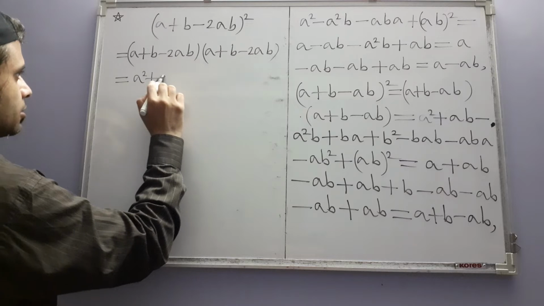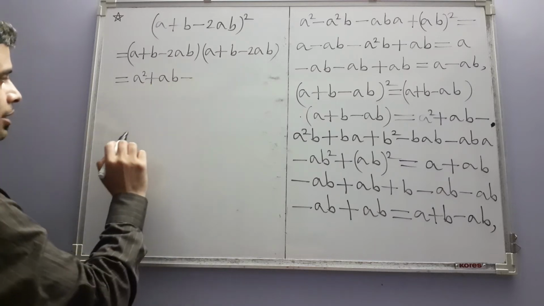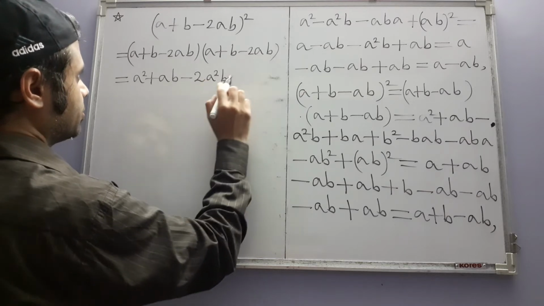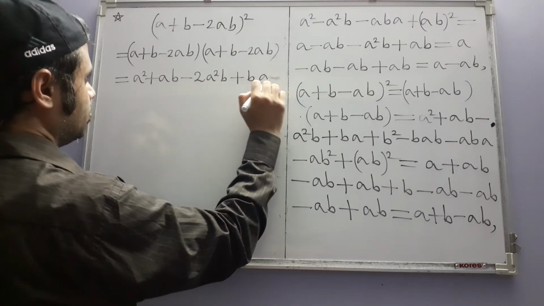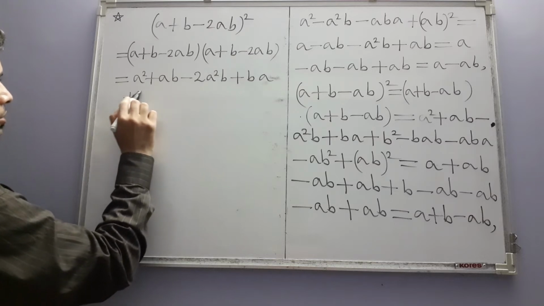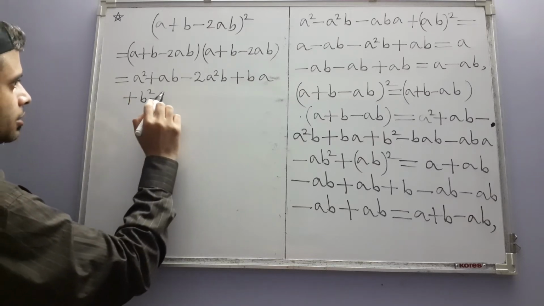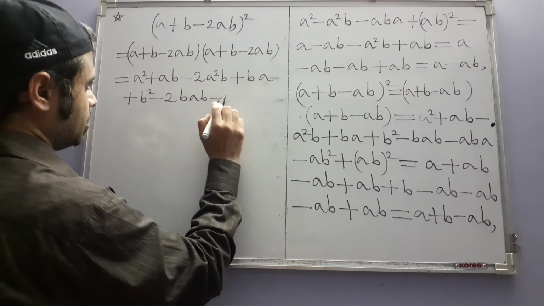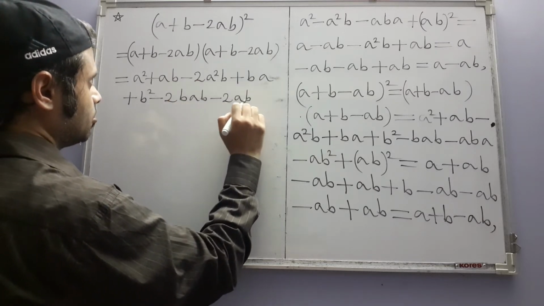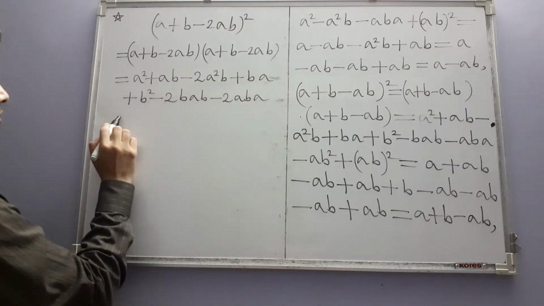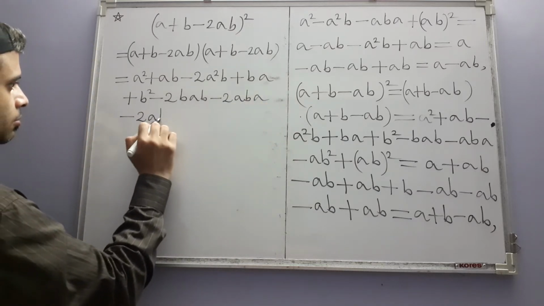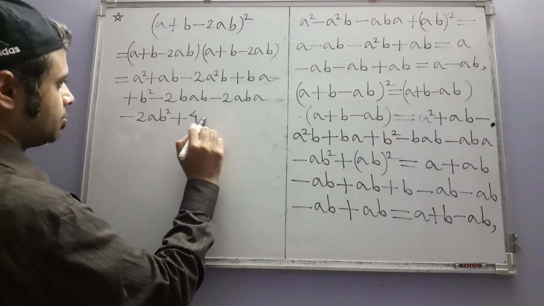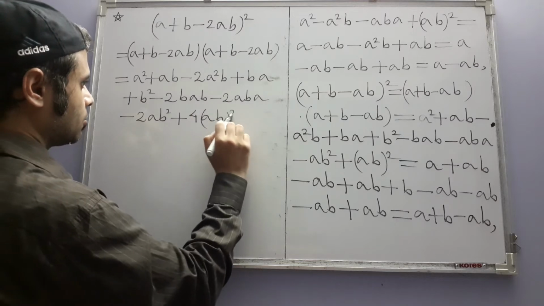A square plus AB minus 2A square B plus BA plus B square minus 2BAB minus 2ABA minus 2AB square plus 4AB whole square.